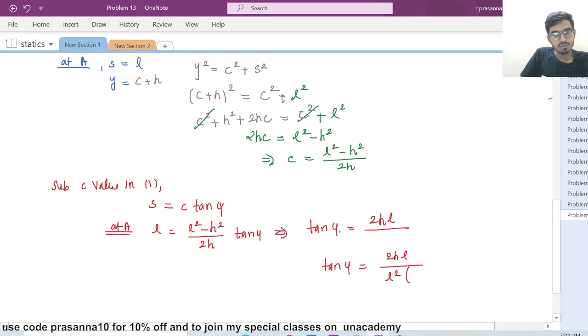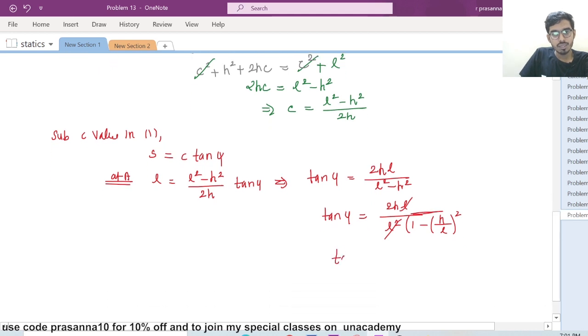So we will have 2HL divided by L square minus H square. I am going to take L square common here. So we will have 1 minus (H by L) whole square, right? I am just taking L square common here. So here we will have 1, here we will have H by L, something I am taking square common, this will be (H by L) whole square. This L will get cancelled.